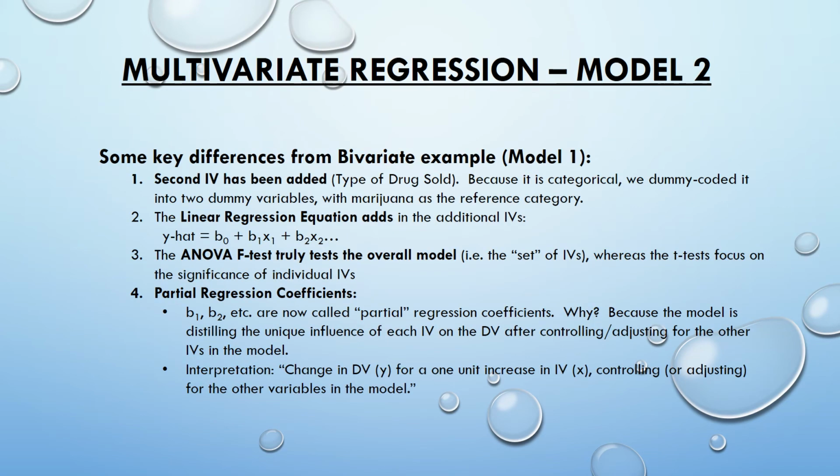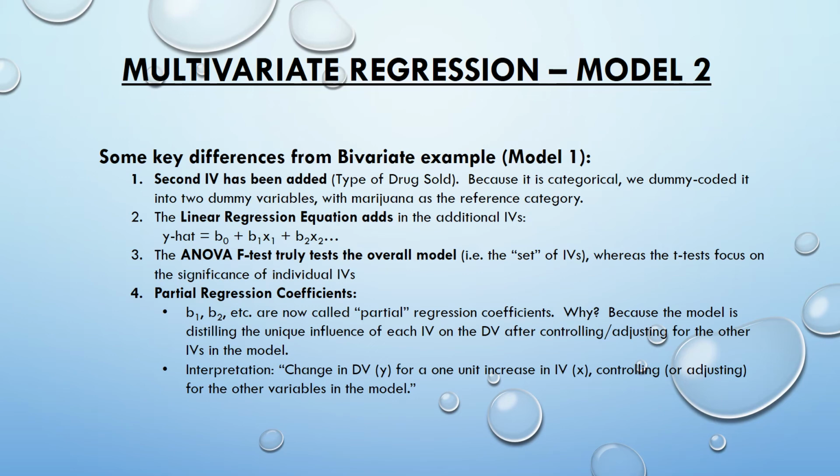All right, so when we move on to multivariate regression, it just means we're adding more than one independent variable. So we started off with a single independent variable, which was years of experience. Then we wanted to add in type of drug sold. However, since type of drug sold was a categorical independent variable, we needed to dummy code it into k-1 dummy variables.